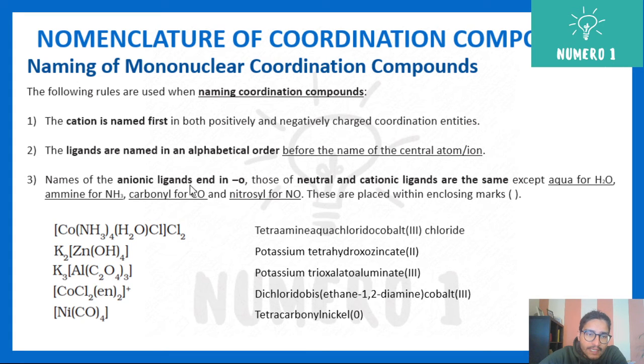Now, the names of the anionic ligands end with O. For example, here chloride is negatively charged, so we write the name as chlorido. If it is a neutral or cationic ligand, the name is the same, except for aqua, which is used for water, ammine for NH3, carbonyl for CO, and nitrosyl for NO. These are some of the exceptions, so just note them down.